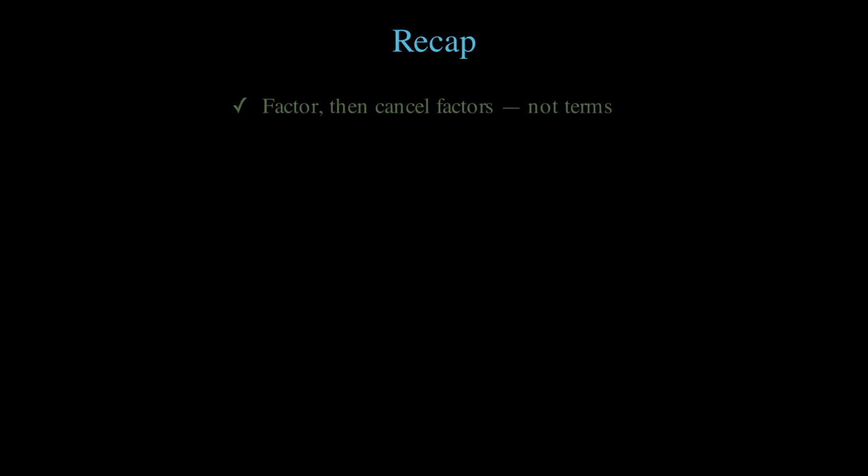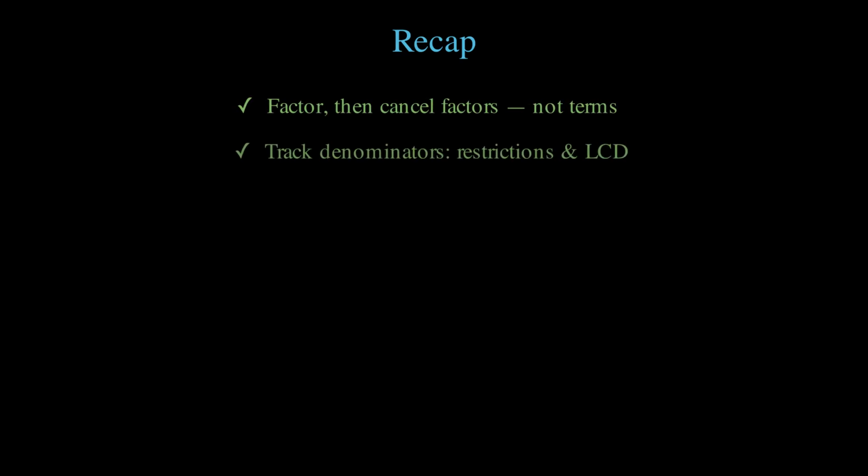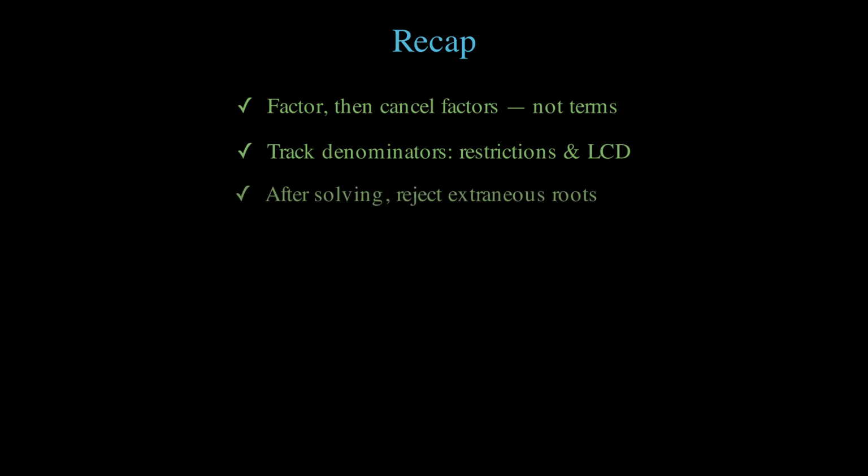Recap, 3 ideas to keep. First, factor, then cancel shared factors, never random pieces of sums. Second, track every denominator for restrictions and build the LCD for addition. Third, after you solve, throw out values that break the original denominators.